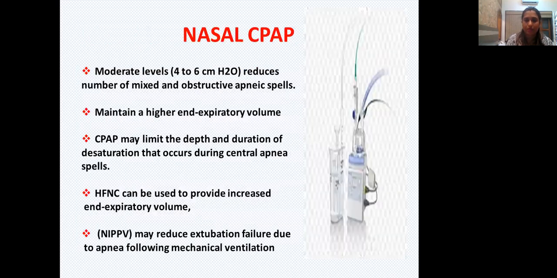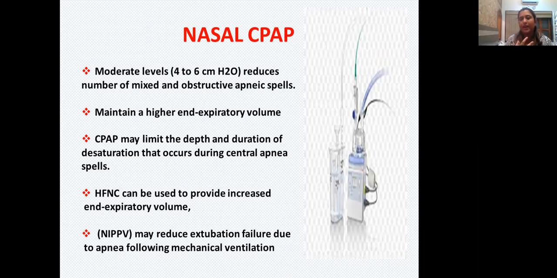So the next modality is nasal CPAP. With nasal CPAP, we have to give moderate levels of 4 to 6 centimeters PEEP, which reduces the number of mixed and obstructive apneic spells. With nasal CPAP, we have to always rule out central apnea. In a central apnea, nasal CPAP will have no use.